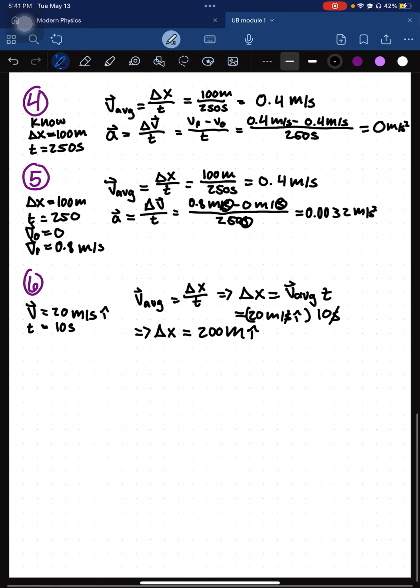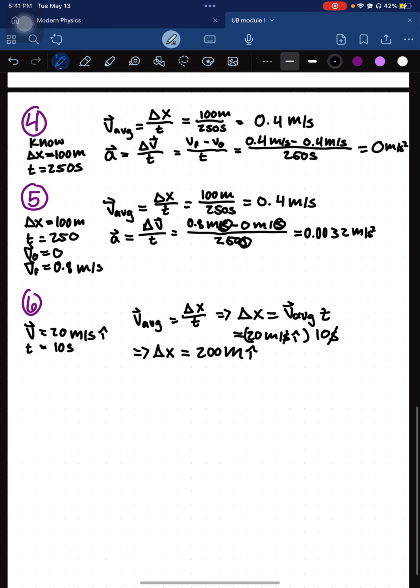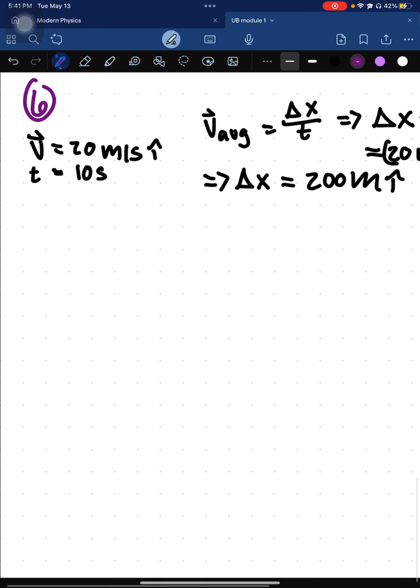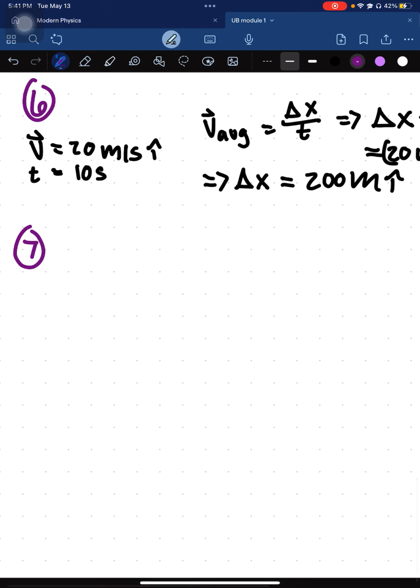Okay, so now we're going to go to our kinematic equations. I already have explained 7, so I'm going to go ahead and skip that one.